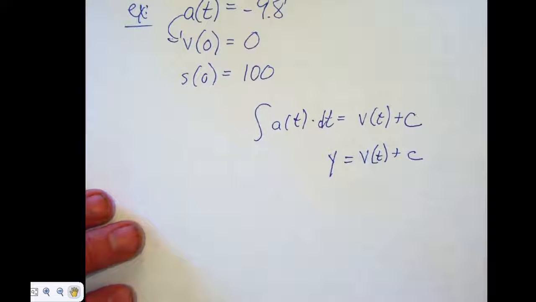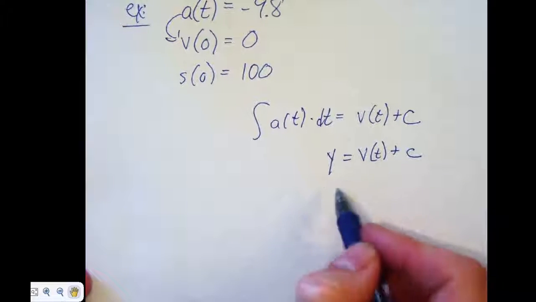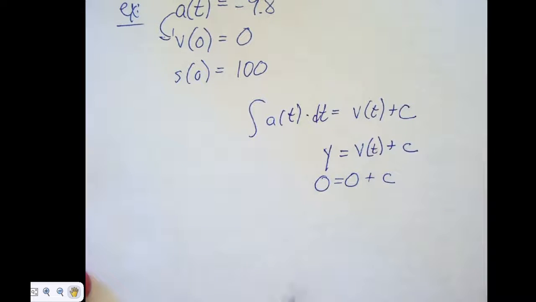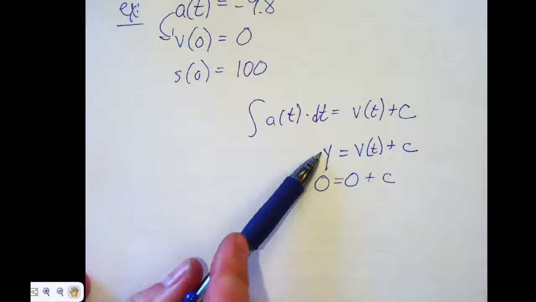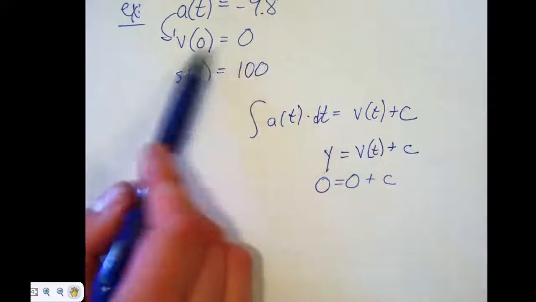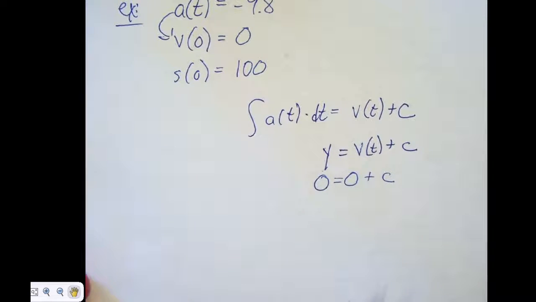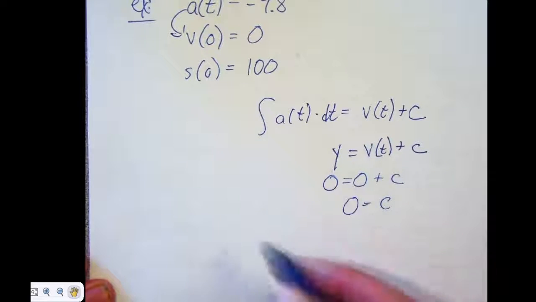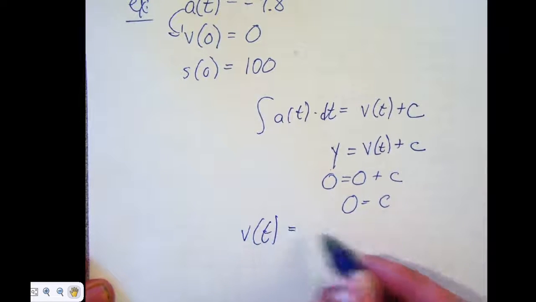We're trying to find the original equation, so we have 2 levels to go up. We gotta go from acceleration to velocity, find that c, and then go from velocity to position and find that c. So this is 0 and this is 0. So the y value of the velocity is 0. The x value of the velocity is 0. So what's c? 0. So that means my velocity function is.